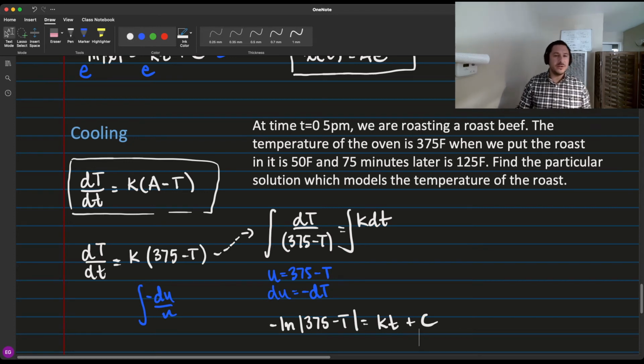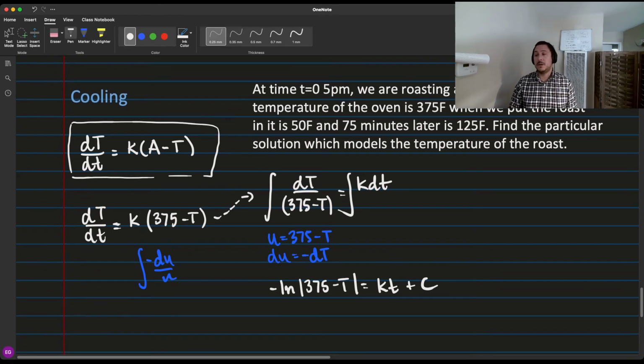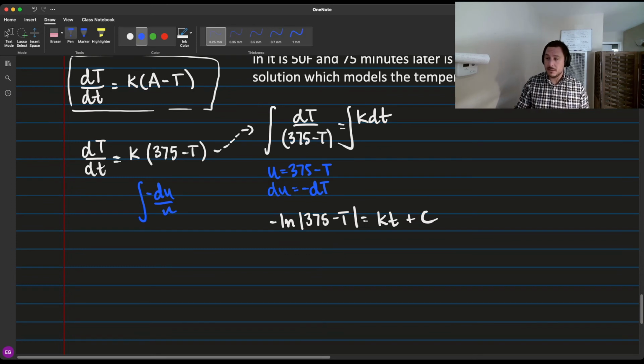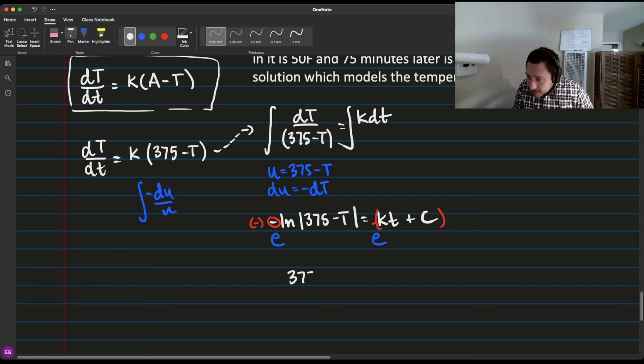Are there any questions about that u substitution that I made? Do you remember doing that from 101B? That's why we spent a bunch of time on all those u substitutions. Okay, cool. Now what are we going to have to do? I guess we should also move this minus over. Multiply both sides by minus. That way we don't have to worry about that. So what are we going to get? 375 minus T equals e to the minus kt minus c.